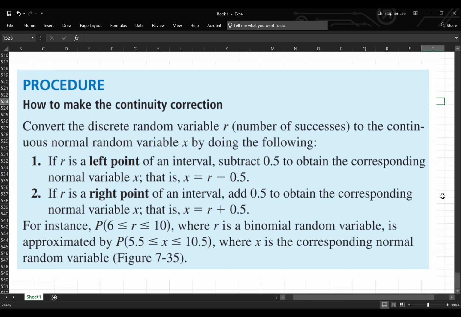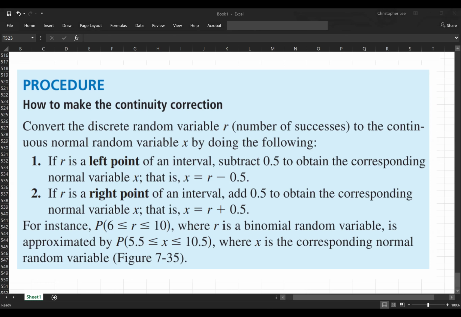So for instance, the probability of 6 less than or equal to r less than or equal to 10, remember, that's in between 6 and 10, where r is a binomial random variable, would be approximated as what? I'm between 6 and 10. I want to go a little bit more over here. 5.5, 10.5. Make it wider, where x is the corresponding normal random variable. So it's 5.5 less than x less than 10.5. You have to add and subtract 0.5.